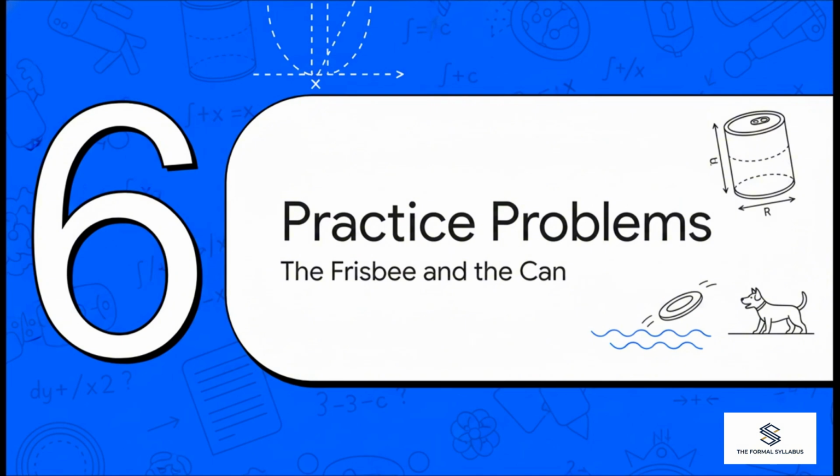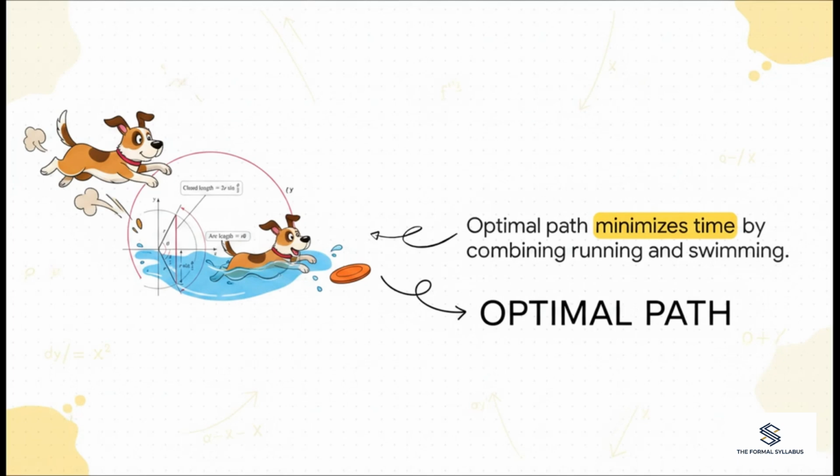And finally, Section 6. Let's put this into practice with our Frisbee and the can. All right, let's apply our bulletproof algorithm to those real-world problems we hooked you with at the very beginning. First, the dog and the Frisbee. We want to minimize total time. And time equals distance divided by speed. Now, the dog runs way faster on land than it swims in the water.